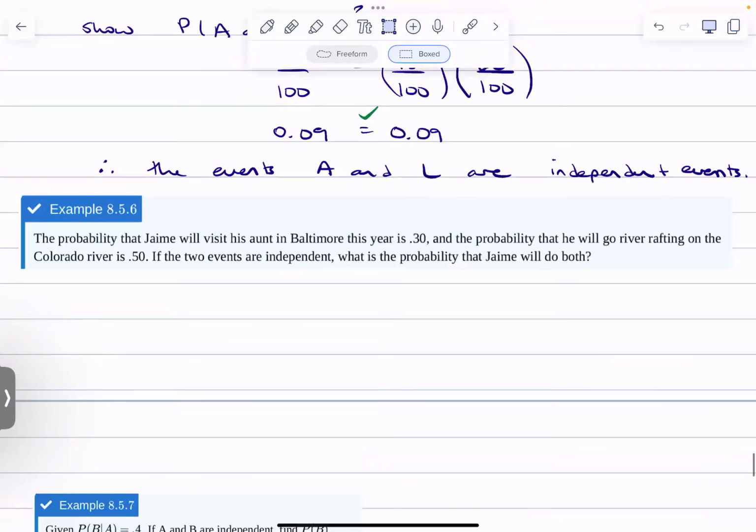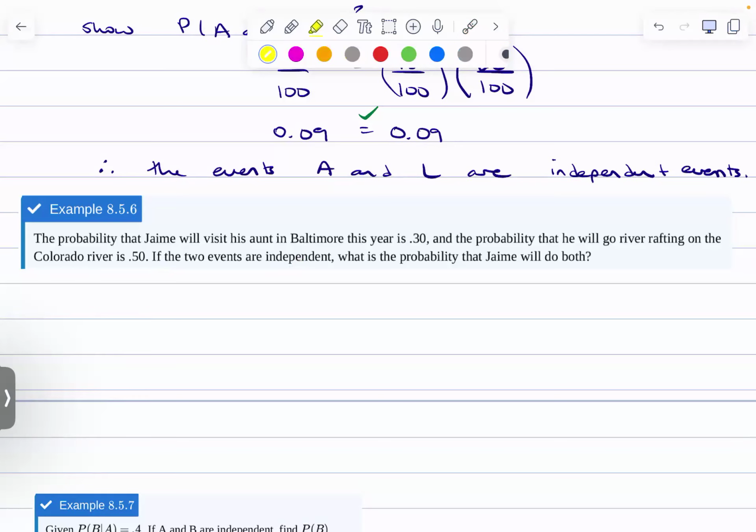And this one's going to fit here. The probability that Jamie will visit his aunt in Baltimore this year is 0.3, and the probability that he'll go river rafting on the Colorado River is 0.5. Wow, must be nice to be Jamie. If the 2 events are independent, what is the probability that Jamie will do both?